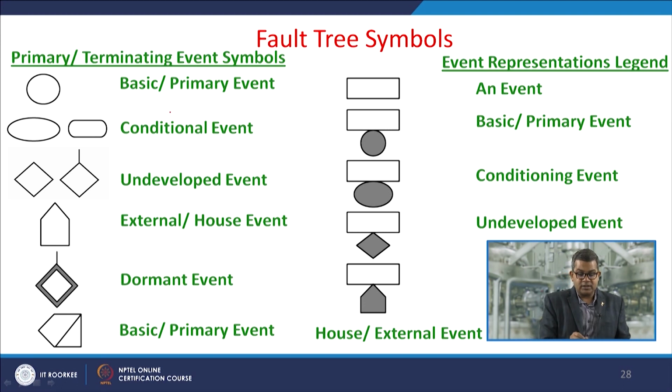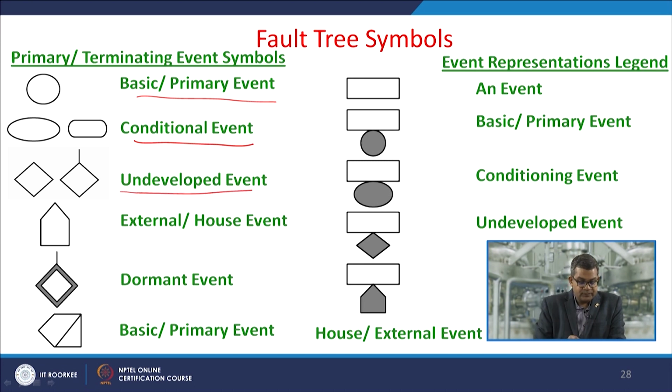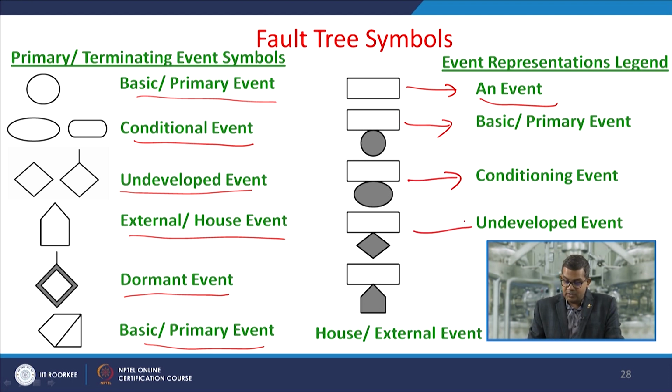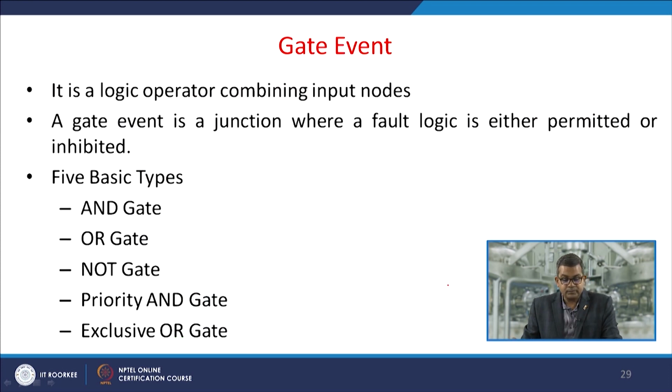This is the circle, the basic and primary event, the conditional event, the undeveloped event, the external house event, the dormant event, the basic primary event. Now, these events are represented by the legends. This one represents the event. This one is the basic and primary event. This one is the conditional event. This is the undeveloped event, and this is the house or external event.